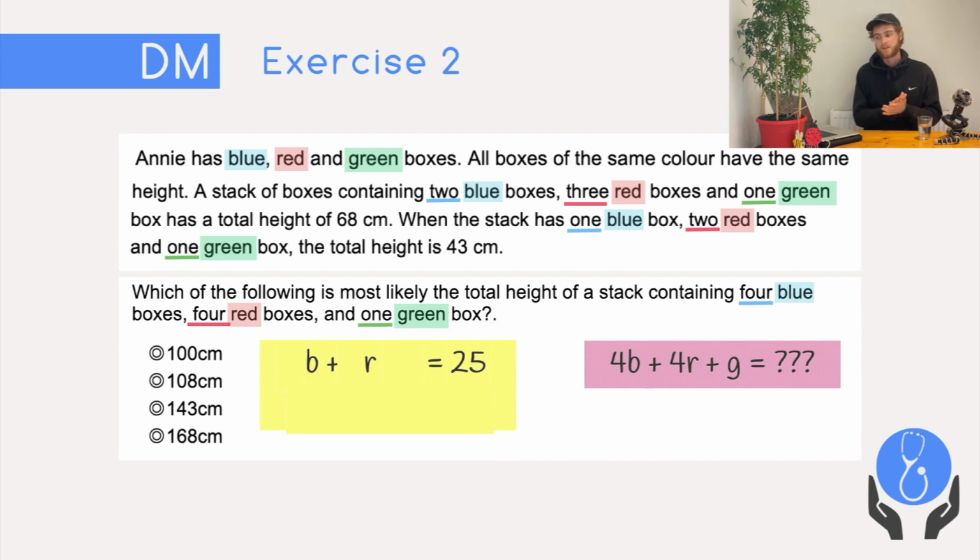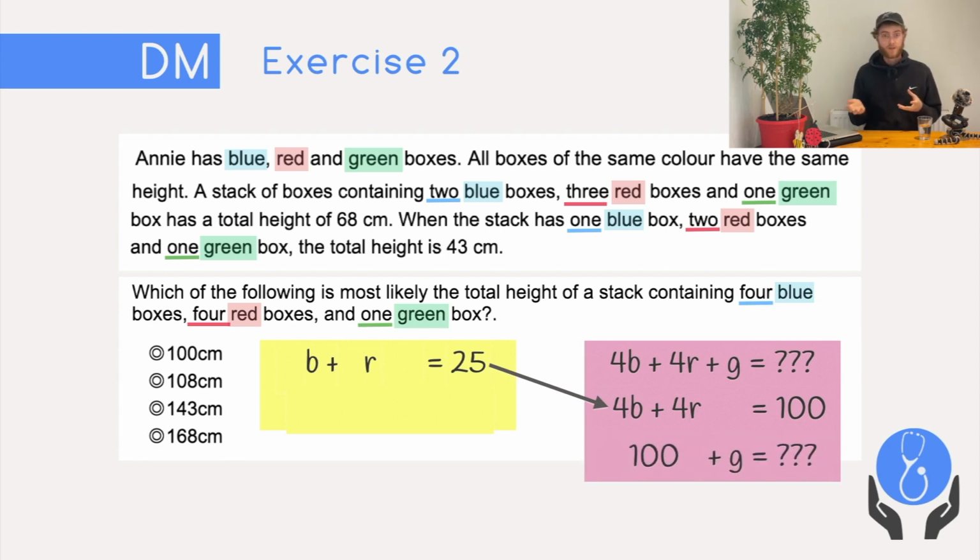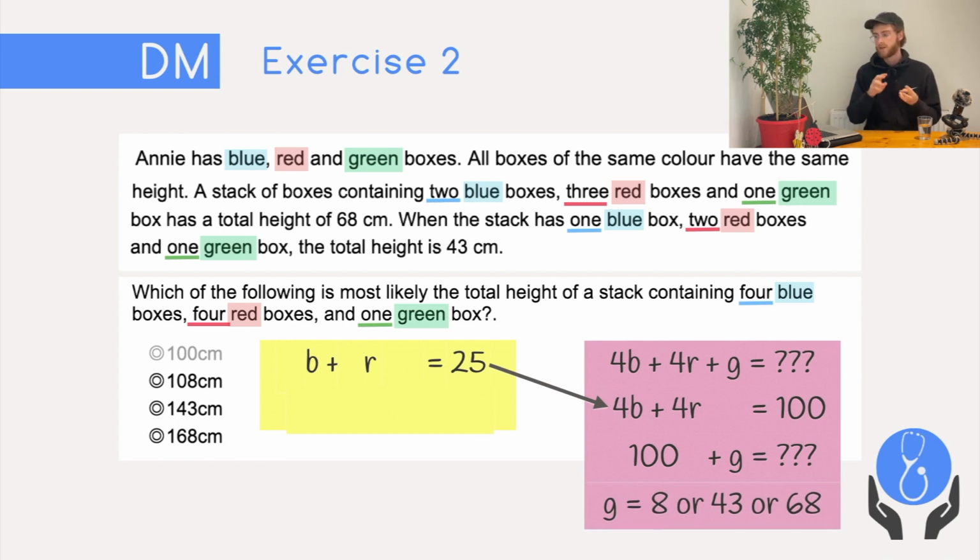25 centimeters, which is really useful because now we can take that across to our question, and that gives us a number for most of the equation, which is perfect. This also allows us to immediately exclude one of the answers because obviously we need to have a value for G, which can't be 0. So that top answer, A there, can't be correct. So essentially, G has to have a value of 8, 43, or 68, because those are the only remaining answers.